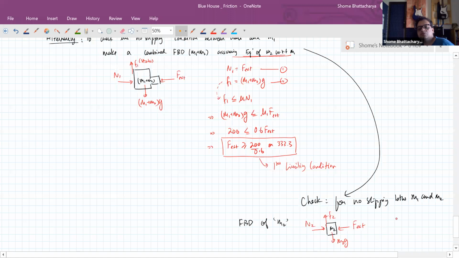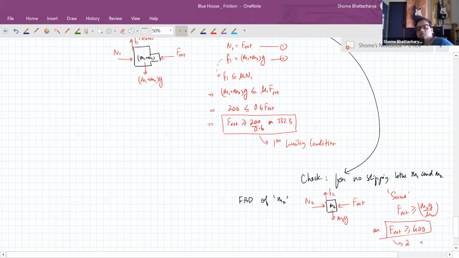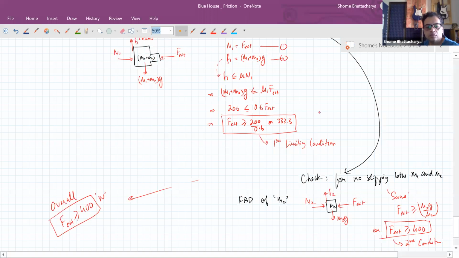Okay, so this is the same as we have done before. So here you will get F external is greater than or equal to this one's weight divided by this coefficient of friction, or 400. Okay. So you get the same pair of limiting conditions. And again, both the things have to be satisfied. So overall, F external has to be greater than or equal to 400 newtons for both the conditions. Okay, so hope this is clear.